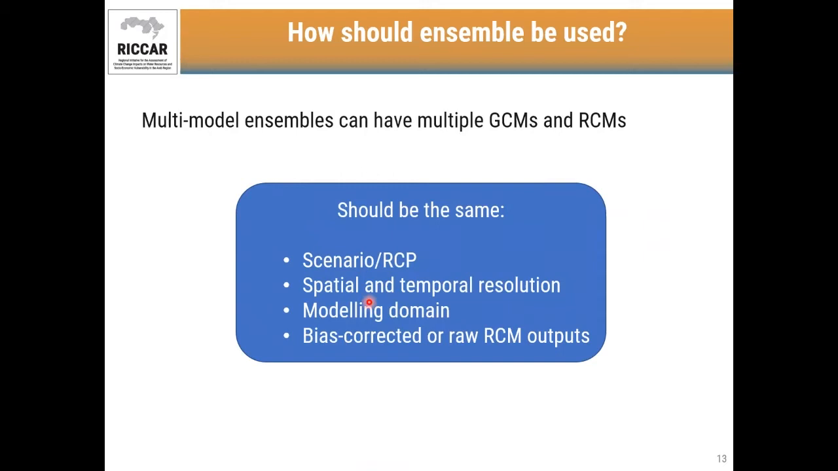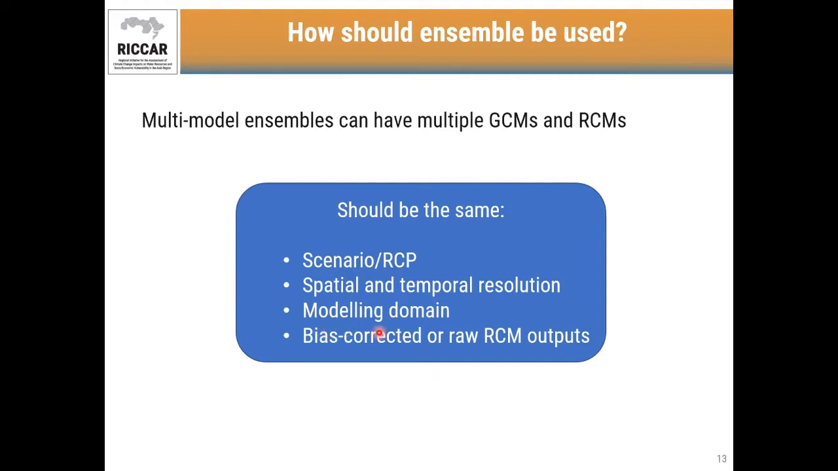So to clarify, again, multi-model ensembles can have different GCMs and RCMs. They should be the same climate scenario or RCP. They should have the same spatial and temporal resolution. So you should not mix 25-kilometer data with 50-kilometer data. And you should not mix daily data with monthly data. They all should be consistently the same to minimize differences in modeling approaches.